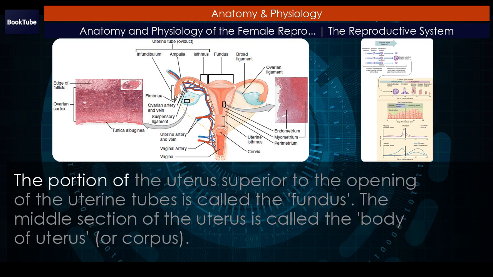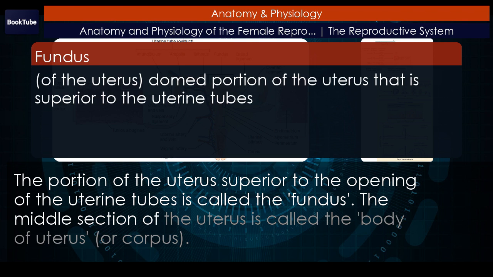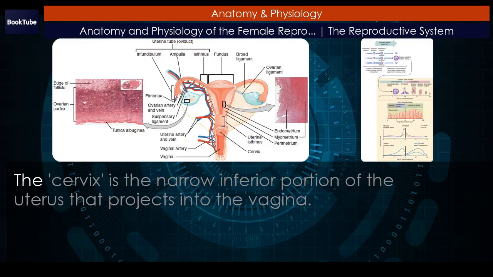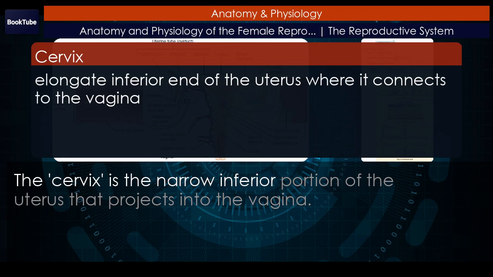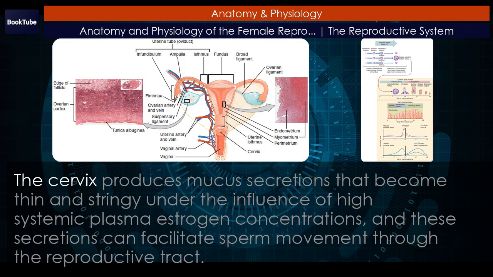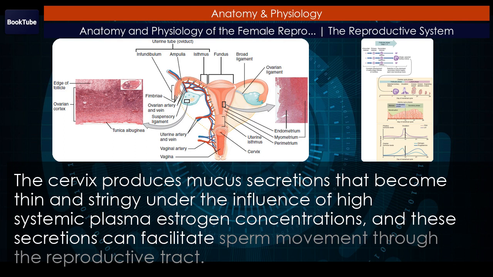The portion of the uterus superior to the opening of the uterine tubes is called the fundus. The middle section of the uterus is called the body of uterus, or corpus. The cervix is the narrow inferior portion of the uterus that projects into the vagina. The cervix produces mucus secretions that become thin and stringy under the influence of high systemic plasma estrogen concentrations, and these secretions can facilitate sperm movement through the reproductive tract.